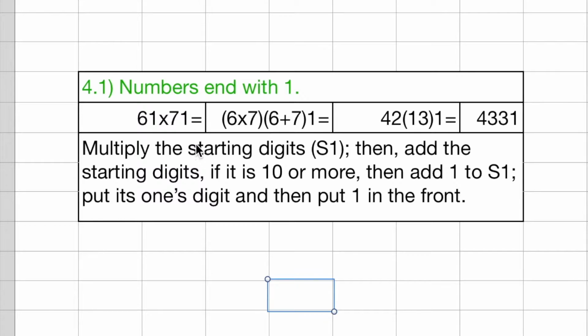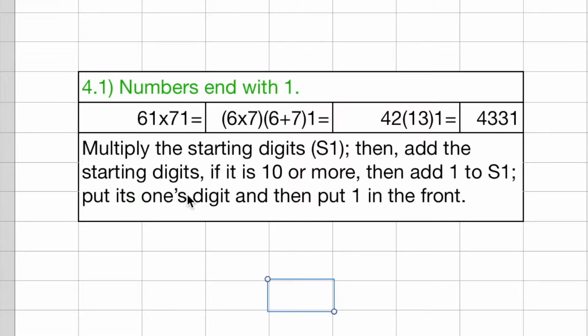In this case, we first multiply the starting digits and we call it S1. So here 6 times 7 is S1. Then we add the starting digits, 6 plus 7. If it is more than 10, then we add 1 to S1. So here 6 plus 7 is 13, and 6 times 7 was 42. Because 13 is more than 10, we will add 1 to 42, so it will become 43.